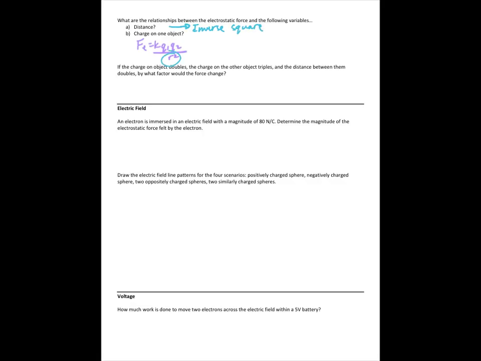This is right here. And then, when we look at the charge on one object, we're talking about just one of them. And this is a linear relationship. When you increase one charge, the force increases as well at the same rate.